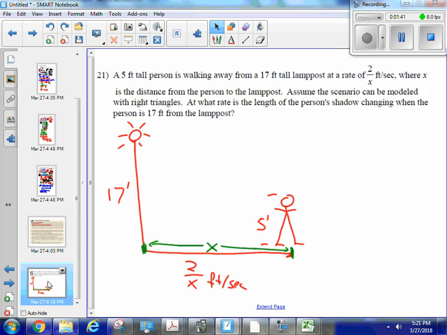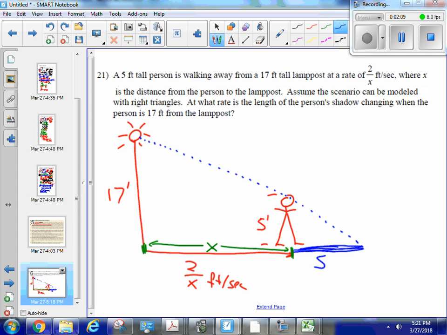Assume the scenario can be modeled with right triangles. Okay. How fast is the length of the person's shadow changing right at this point when the person is 17 feet from the lamppost? Well, let's look at the shadow. The lamp light is coming off the lamppost. It's hitting the person. And so the person's shadow would be this distance right here. And let's call that S.